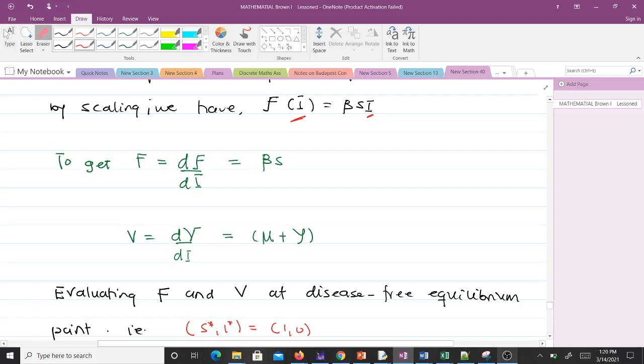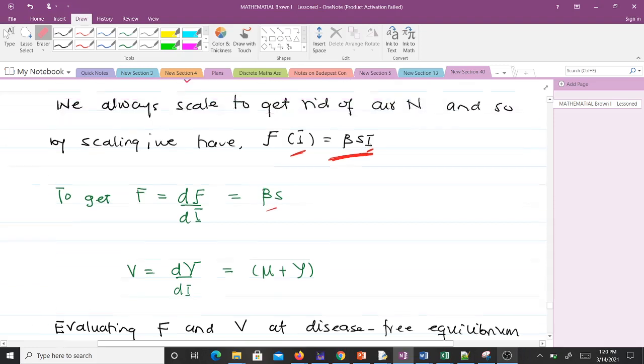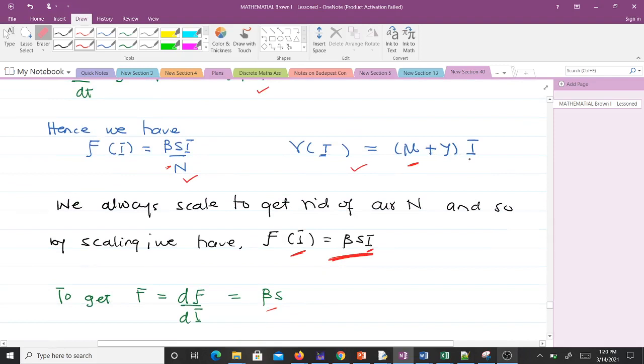Since we have just one dependent variable, F will be equal to the derivative of Greek F with respect to I. So this is the Greek F. When we differentiate with respect to I, we'll get beta S. Then V will be the derivative of Greek V with respect to I. When we differentiate with respect to I, we'll get mu plus gamma.